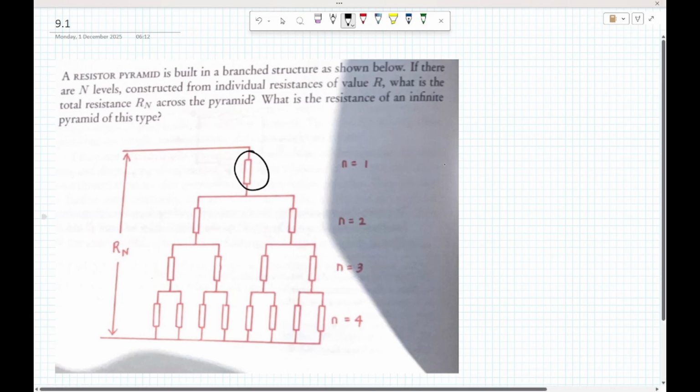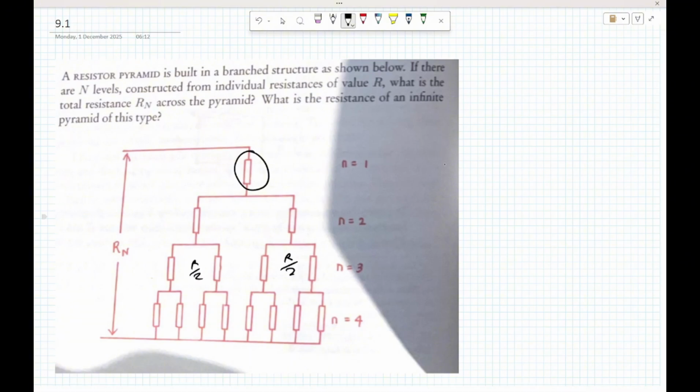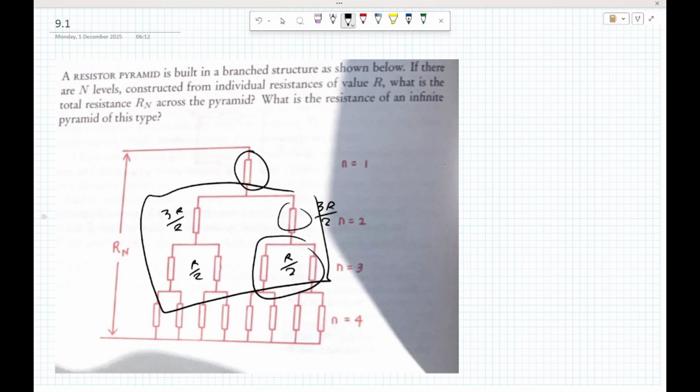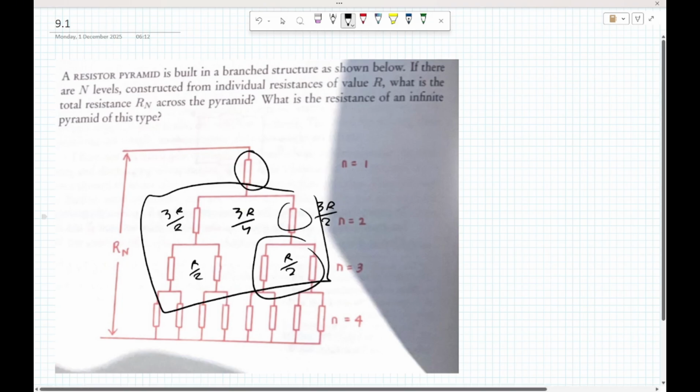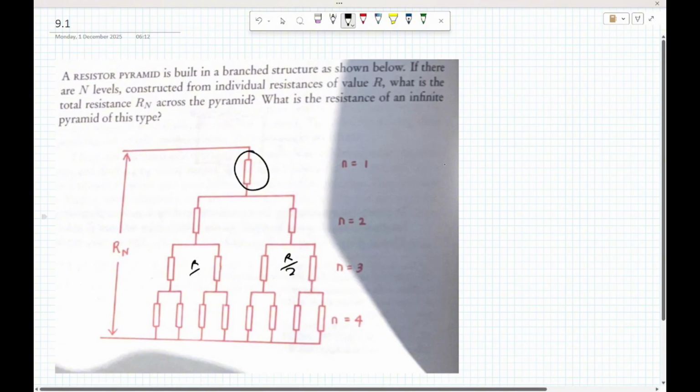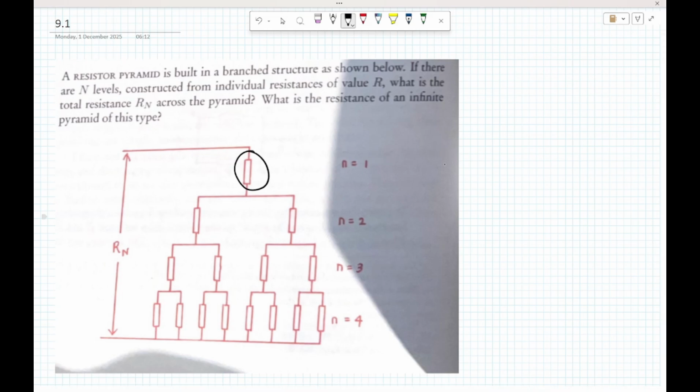Let's test n equals 3. That means this is equal to R over 2, and this is equal to R over 2. Then because this and this are in series, we add them up. We have 3R over 2. It's the same for here, 3R over 2. So all of this entire thing is equal to 3R over 4. You see, as n increases, we approximate R less.